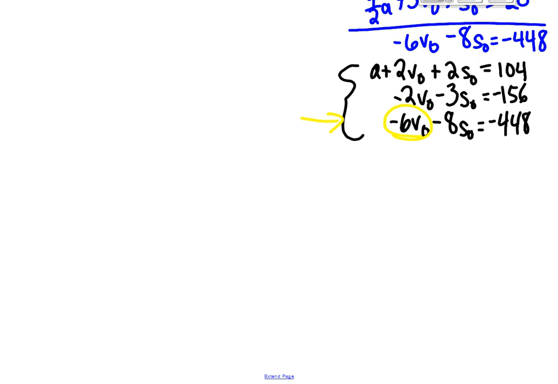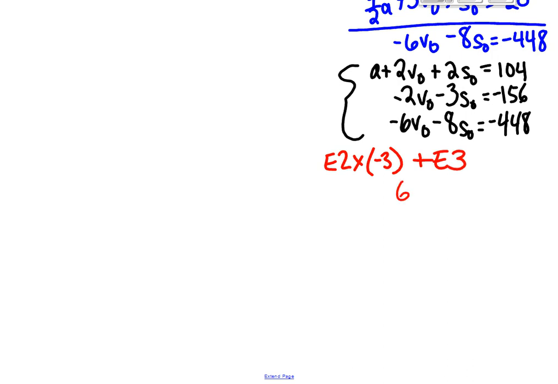And so when I do that, I'm going to multiply E2 times negative 3, and then those will cancel out. So that's what I'm going to do next. And I'll just write in a different color. So I'm going to take E2 times negative 3 and add E3.